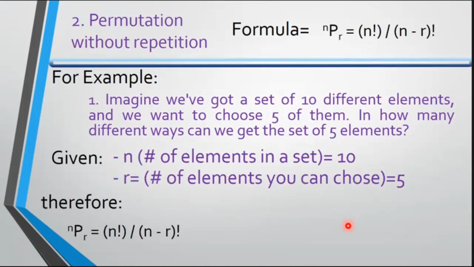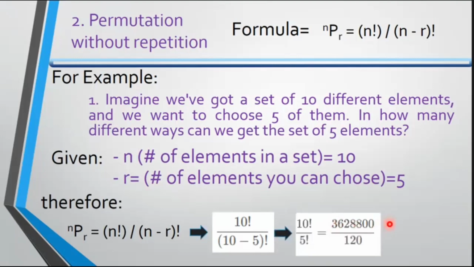So therefore, from our formula, let's substitute n factorial, where n is 10. So the factorial of 10 over n minus r. Our r here is 5. So our n is 10 minus r, which is 5. 10 factorial, the answer is 3,628,800, while 5 factorial is equal to 120.